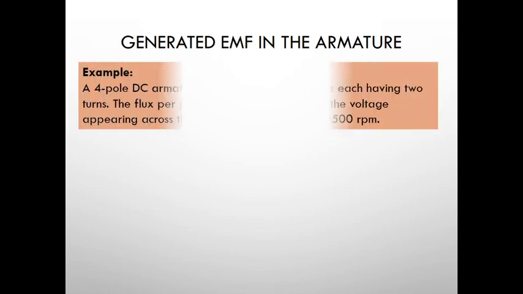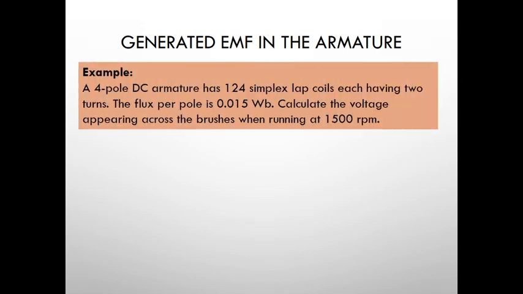Okay, so let's have an example. A 4-pole DC generator has 124 simplex lap coils, each having 2 turns. The flux per pole is 0.015 Weber. Calculate the voltage appearing across the brushes when running at 1,500 RPM. Okay? So sabot-tabo lang kayong pangutana.